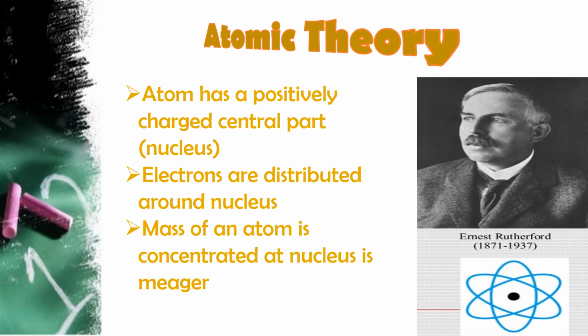For Ernest Rutherford's atomic theory, he says that an atom has a positively charged central part, the nucleus. We will discuss later what those charges inside the nucleus are. Electrons are distributed around the nucleus. The mass of an atom is concentrated at the nucleus.